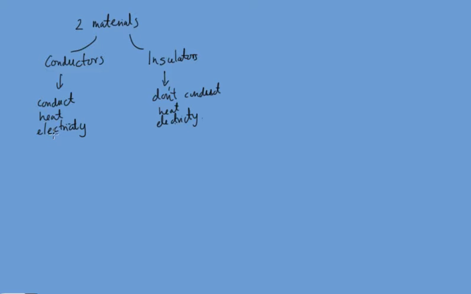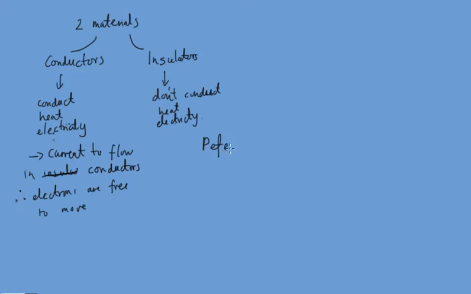So for electricity, we need current to be able to flow. Not in insulators, in conductors, sorry. Therefore, electrons are free to move. In a perfect insulator, all electrons are tightly bound, and therefore can't flow, can't move. So that's why you don't get a current flowing through an insulator.